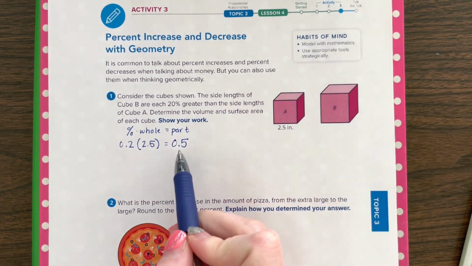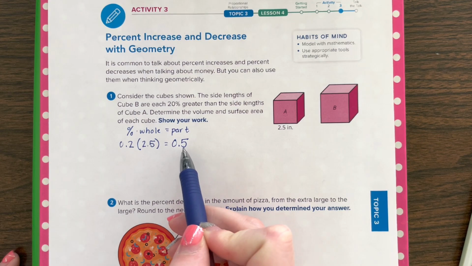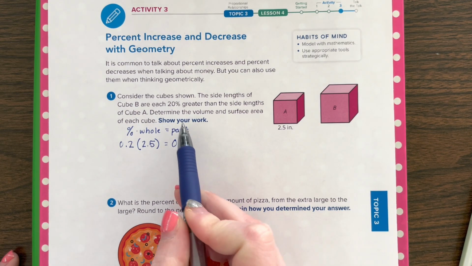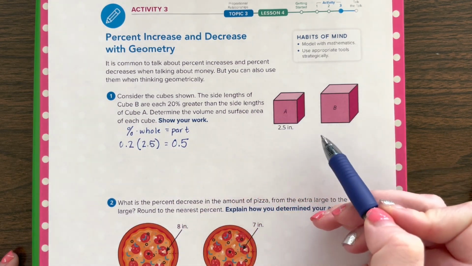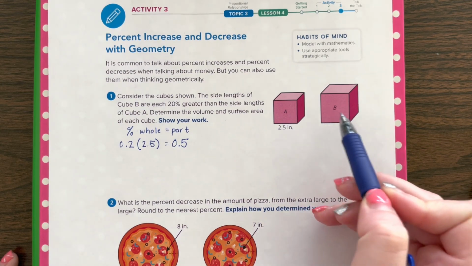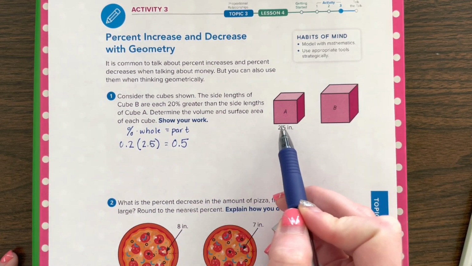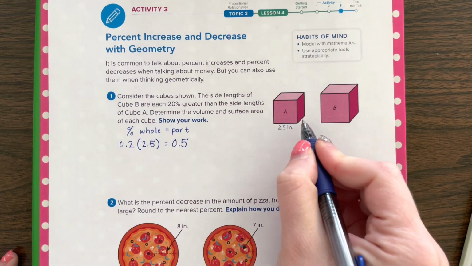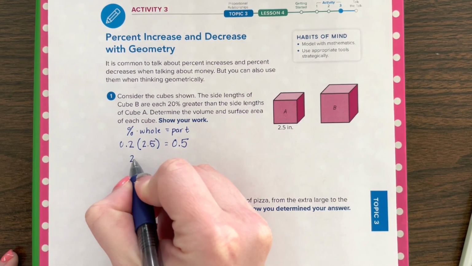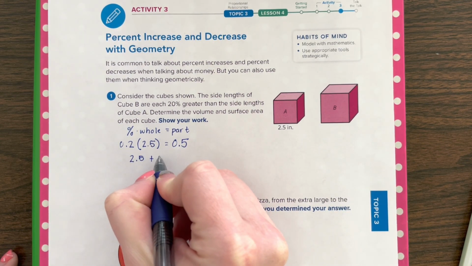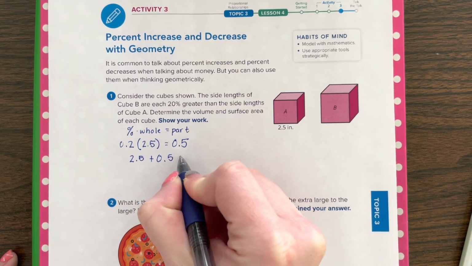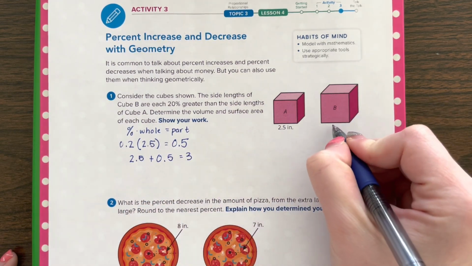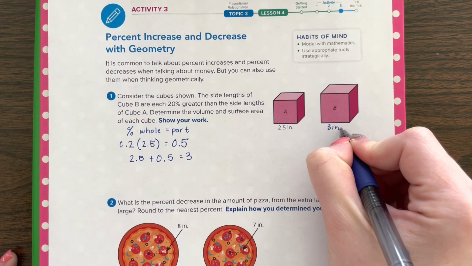Now, we're not saying that cube B is 0.5 inches. We're saying this is how much cube A increased to get B. So to get our side length, we have to add it back with the length of A. So we do 2.5 plus 0.5, and we get 3. So cube B is 3 inches.